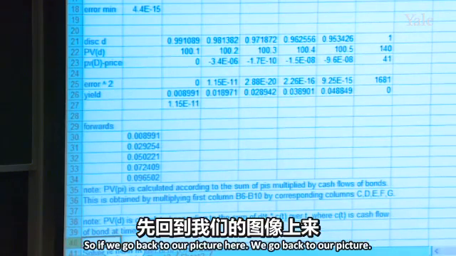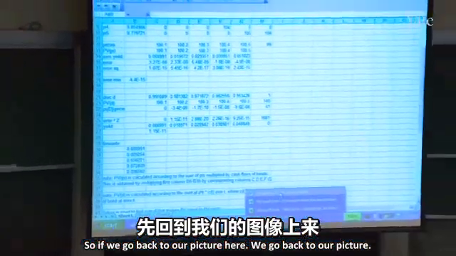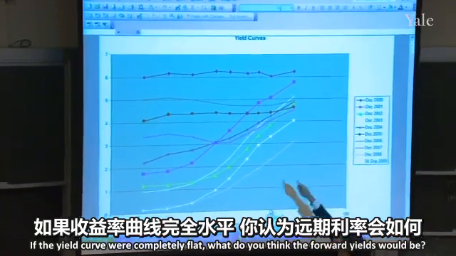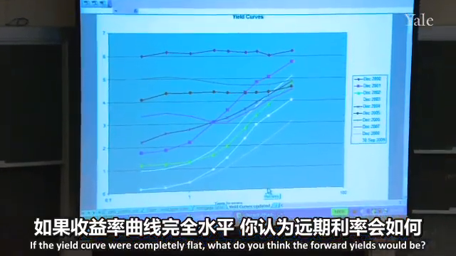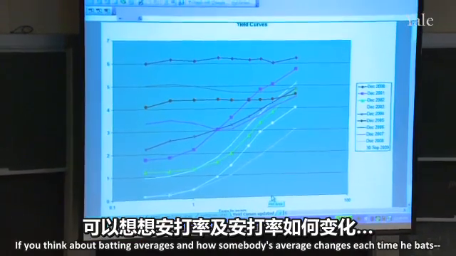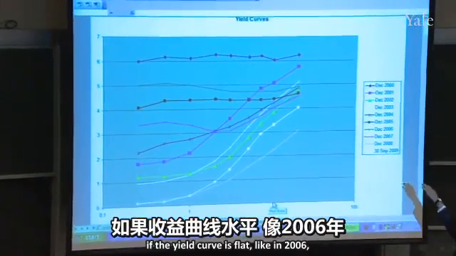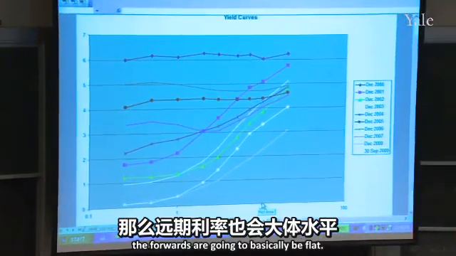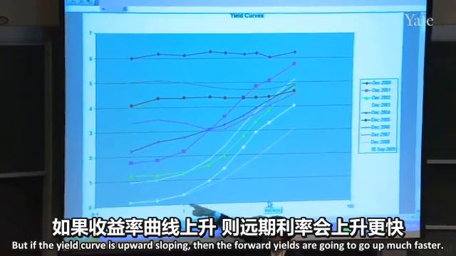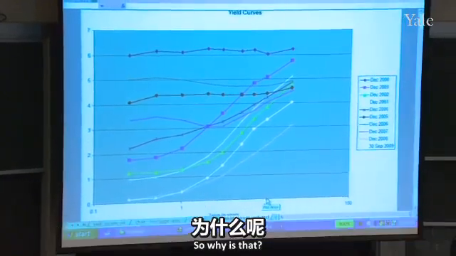If we go back to our picture, if the yield curve were completely flat, what do you think the forward yields would be? This is just common sense, just to see if you have any idea what's going on. If you think about batting averages and how somebody's average changes each time he bats, if the yield curve is flat, like in 2006, the forwards are going to basically be flat. But if the yield curve is upward sloping, then the forward yields are going to go up much faster. So why is that?